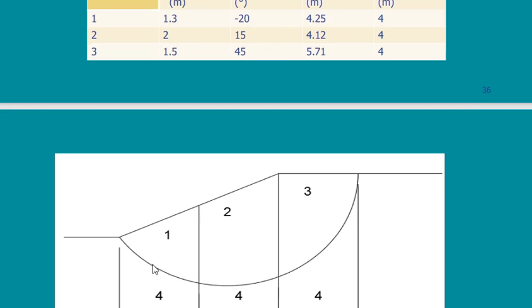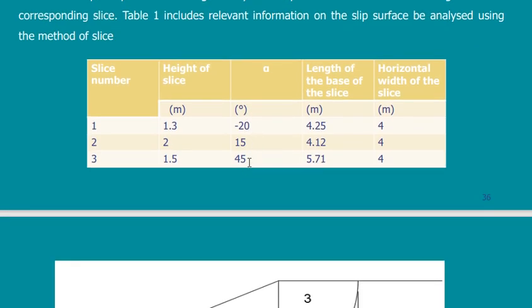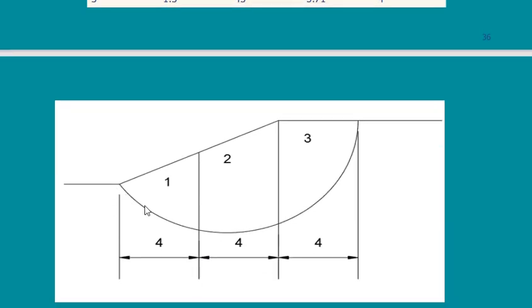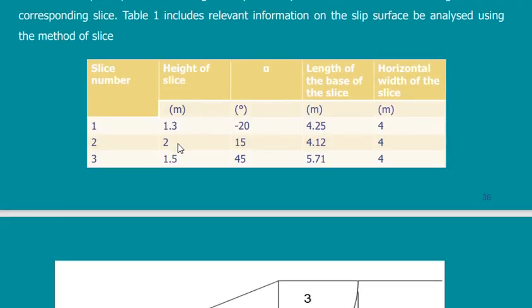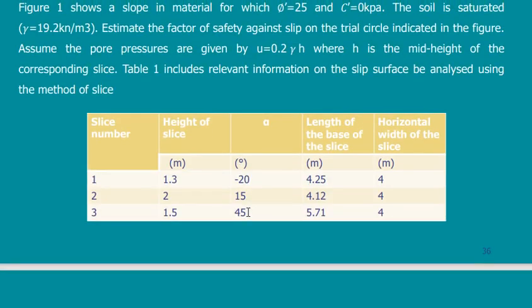It is the angle that is made by the tangent to each slice. If this is the midpoint of this slice, there will be a tangent here, and this is the angle of the tangent. So the angles are minus 20, 15, 45. Here you see this tangent sloping in this direction, so it is minus 20. Here it is 15. If you measure its slope, it will be less than the slope of this one and in the opposite direction. If you measure the slope of this one, it will be the higher slope, which is 45.